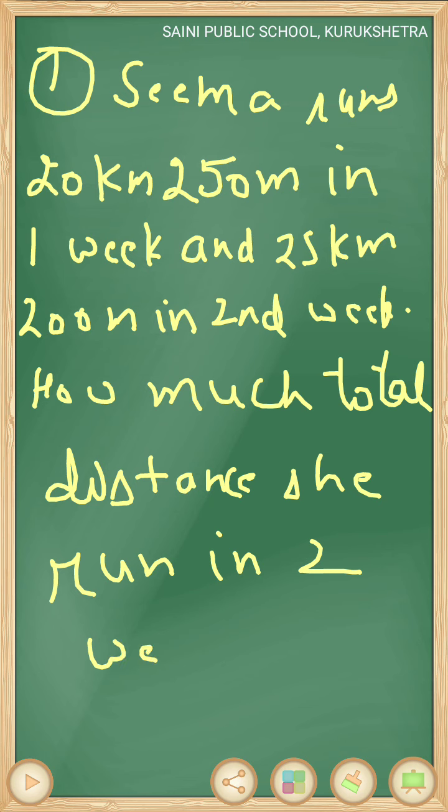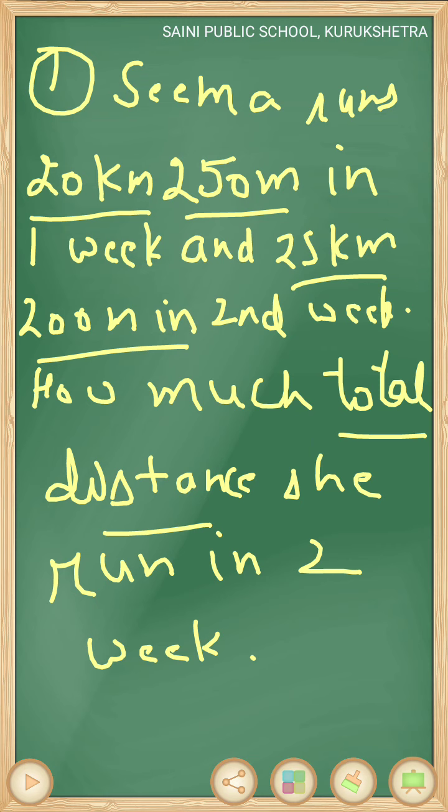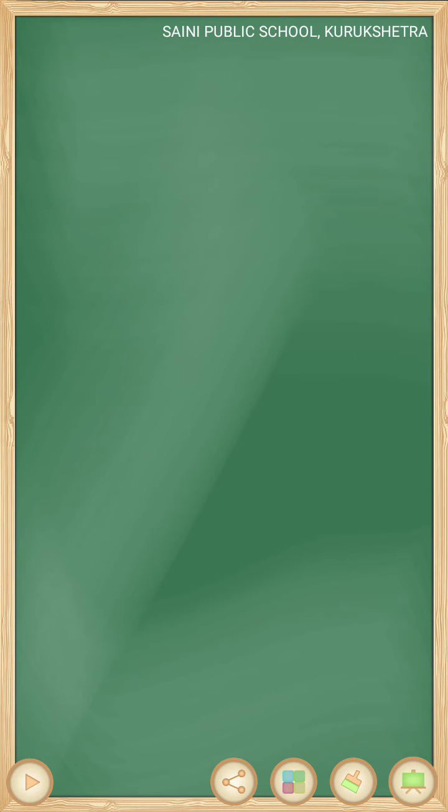Now first of all, understand the problem. Seema runs 20 kilometer 250 meter in 1 week and 25 kilometer 200 meter in the second week. So how much total distance does she run in 2 weeks? We have to find the total distance. For finding the total we have to do addition. So this word total tells us that the problem is about addition. We have to perform addition. Let us start solving the problem.